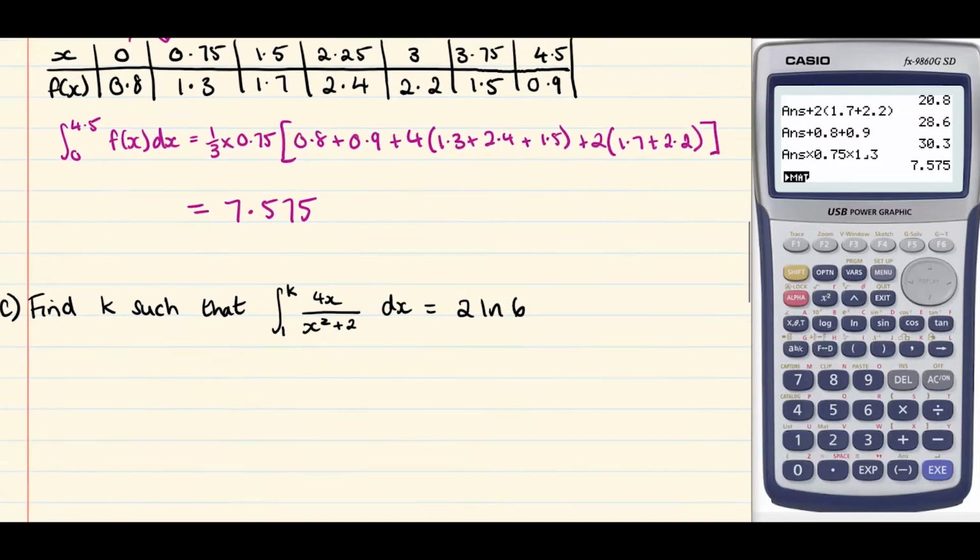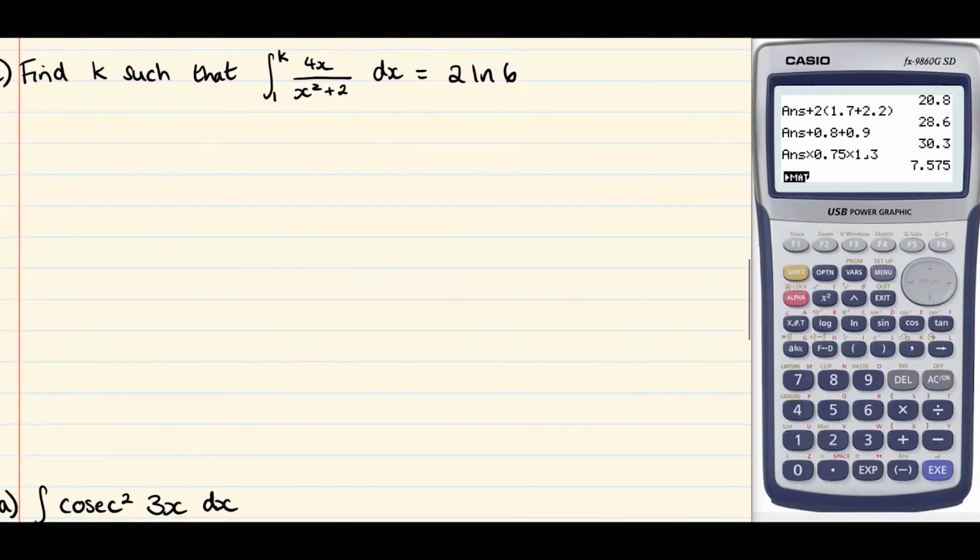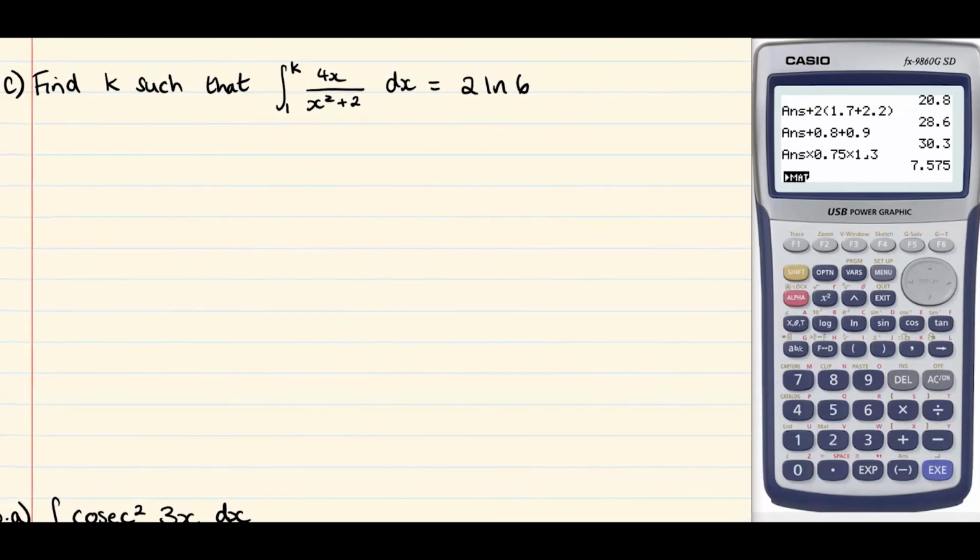Right, part C, a merit question. Here we go. So we're going to work out the value of k that makes that equal to 2 ln 6. We've got this fraction, and the key thing to recognize here is that the top is 1 less power than the bottom, which means that the top is a multiple of the derivative of the bottom. If we differentiate the bottom, we get 2x. On the top, we've got 4x, so that's just twice as much. So we can use the natural log, and you've got the clue here because that's going to be equal to something with natural logs too.